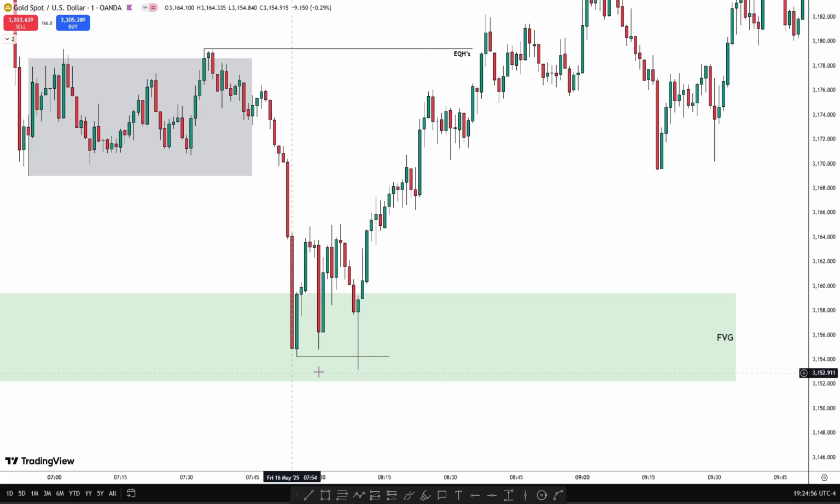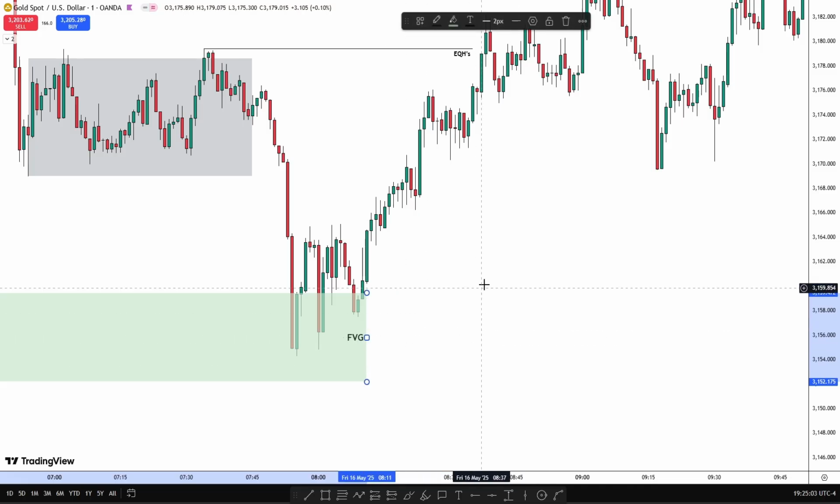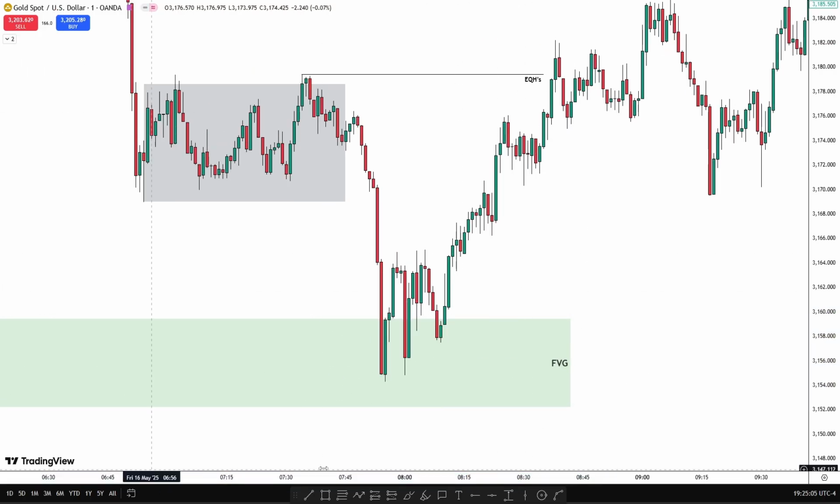If we did come lower, sweep the whole range, then I'd be looking for a trade higher. However, we did not do that, so this is an invalid entry for me. However, the first two stages to this model were absolutely perfect.